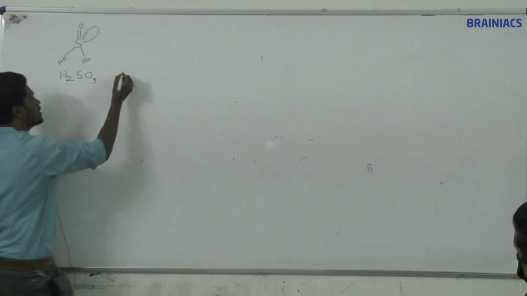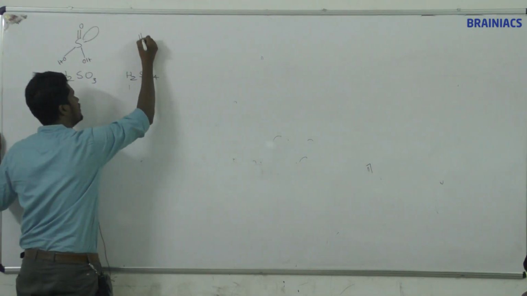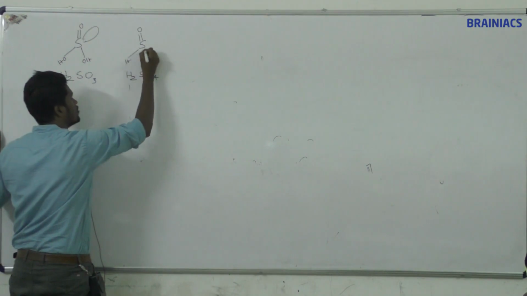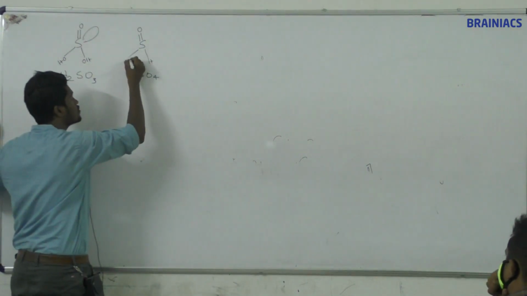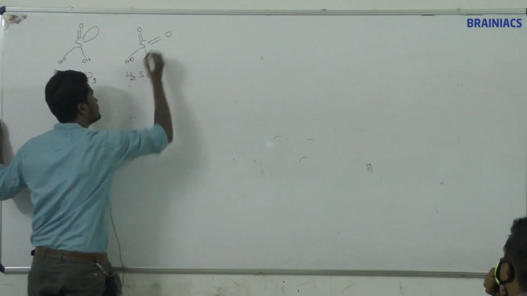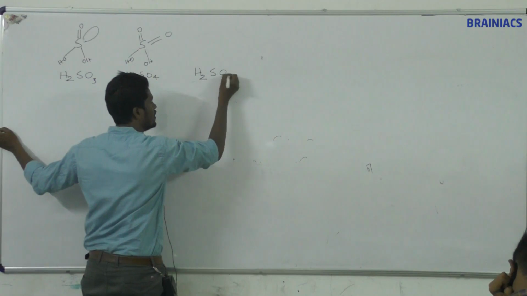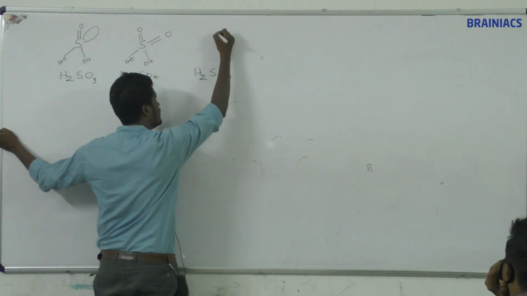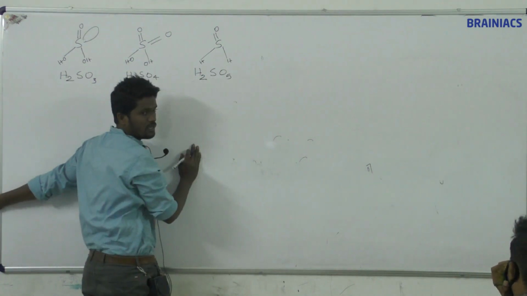Okay, and the same way, what is H2SO4? Sulfur with one double bonded oxygen and 2 hydrogen. How many oxygen is remaining? 3. So that is 2 here and 1 here. Okay, and next one is H2SO5. H2SO5, sulfur with one double bonded oxygen and 2 hydrogen. How many oxygens are remaining?